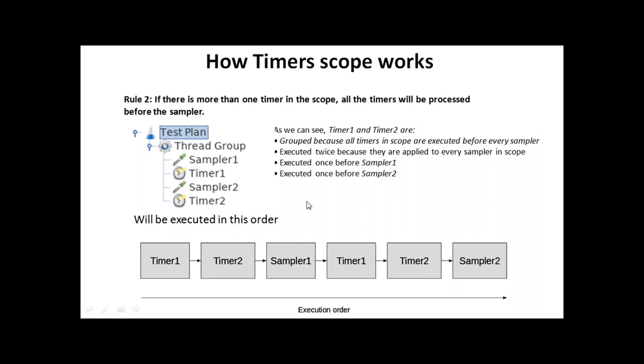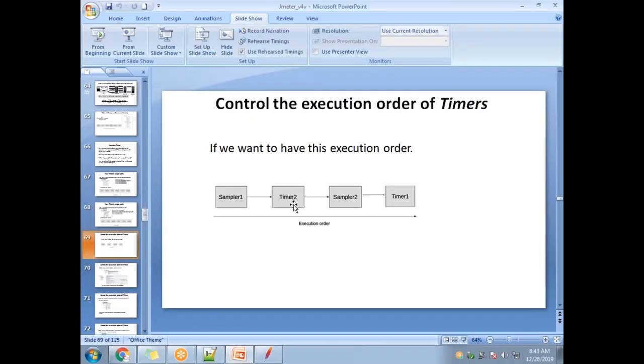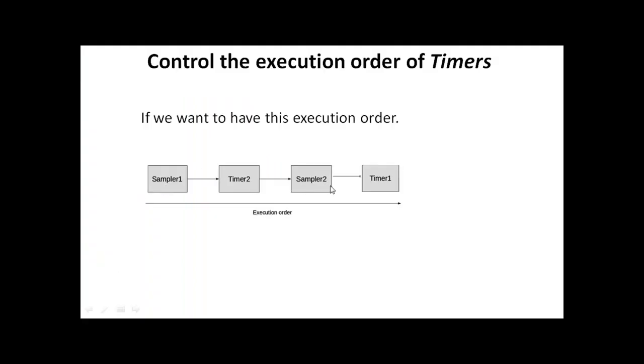Now, if you wanted the execution in this order, sampler 1, timer 1, sampler 2, timer 2, let's say this is what you wanted. Don't assume this is timer 1, this is timer 2. I think I've made a small mistake in creating this picture. Sampler 1, timer 1, sampler 2, timer 2. Let's assume this is what we want.